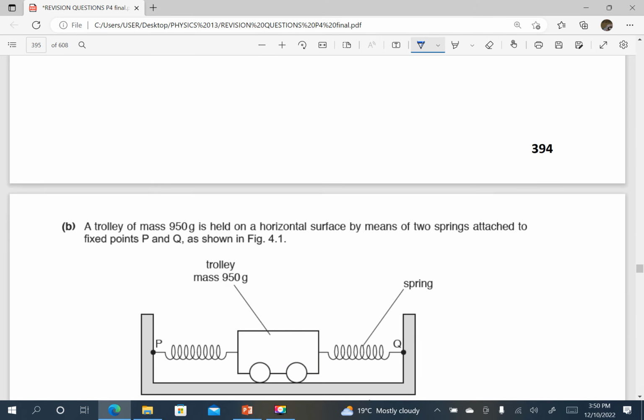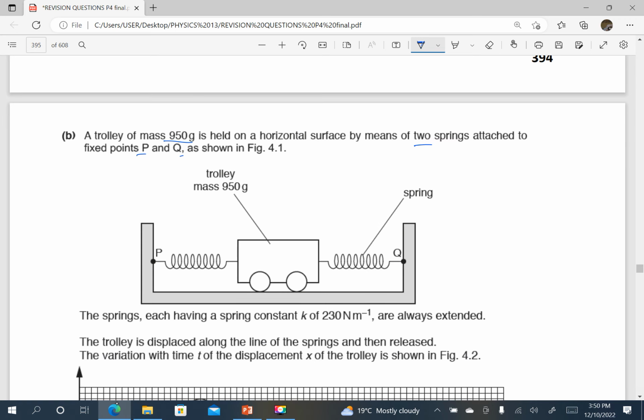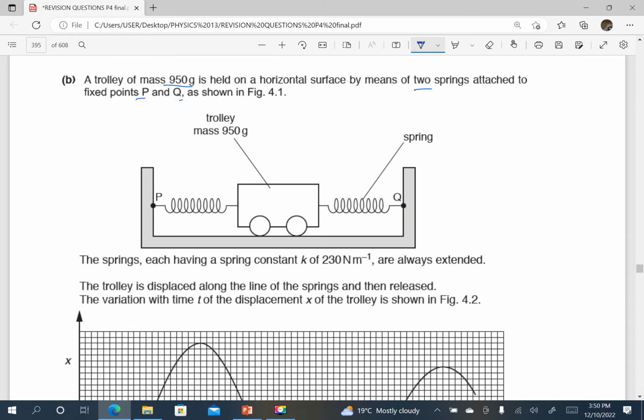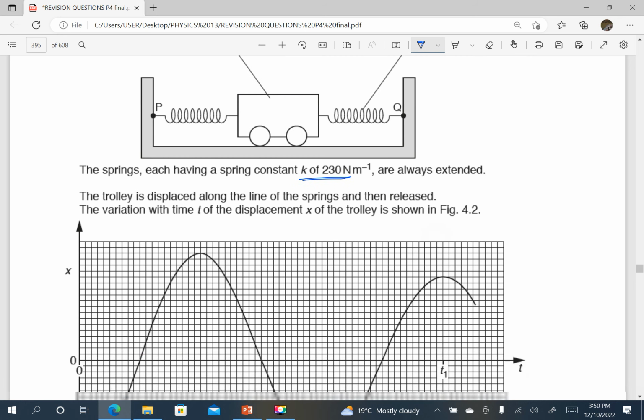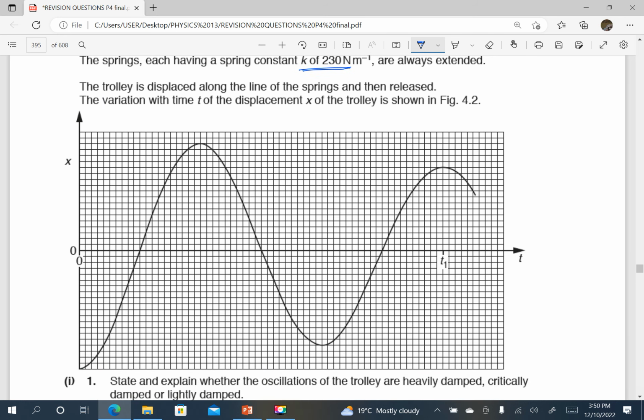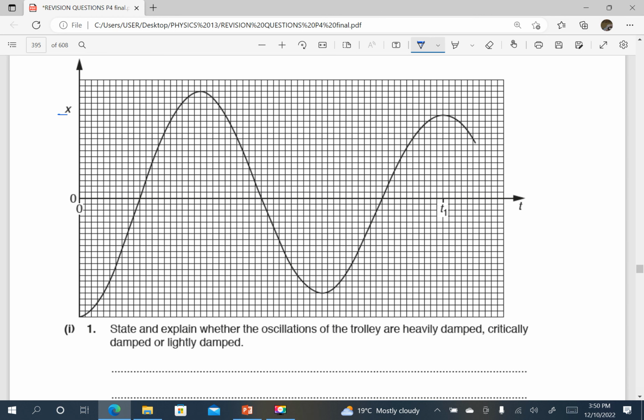Okay. A trolley of mass 950 grams is held on a horizontal surface by means of two springs, P and Q. You have seen a similar question, but maybe just edited. Each having a spring constant k of 230 newtons per meter, are always extended. The trolley is displaced along the line of the springs and then released. Here they have given us the variation with time t of the displacement x. State and explain whether the oscillations of the trolley are heavily damped, critically damped, or lightly damped.